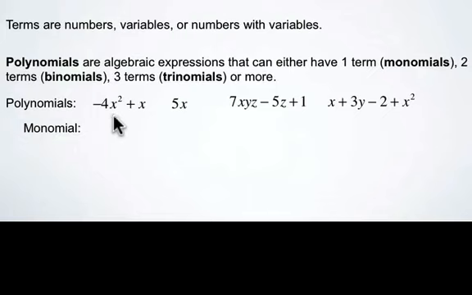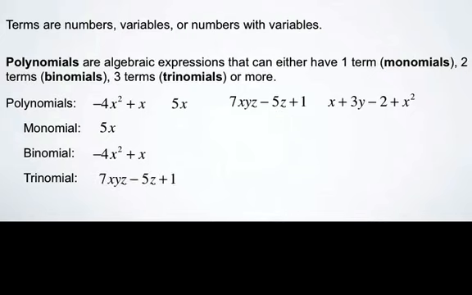So if we look at these polynomials, negative 4x squared plus x, 5x, 7xyz minus 5z plus 1, and x plus 3y minus 2 plus x squared. If we look for the example of the monomial, it's 5x. This is the only one that has one term. Binomial is the negative 4x squared plus x. Trinomial is the one with three terms, 1, 2, 3. So the 7xyz minus 5z plus 1. And the final one doesn't have a label because it has more than 3 terms. It's just a polynomial.